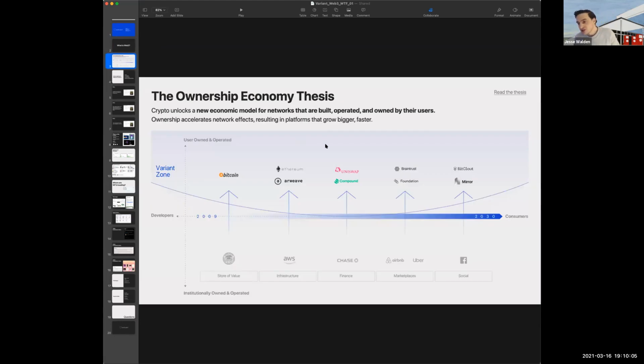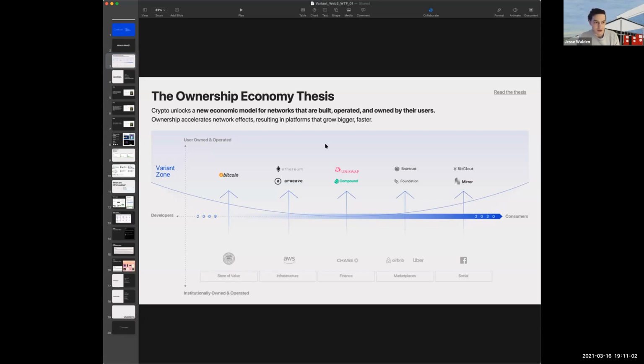And so the ownership economy thesis is that crypto networks have unlocked a new economic model for networks that are built, operated, and owned by their users. And I think this is a lens through which you can look at the success of Bitcoin and Ethereum and other emerging networks that have grown really, really quickly. Bitcoin and Ethereum are the first examples of multi-billion-dollar networks where there is no company. There's just a group of independent participants all over the world who collaborated to build the software, run and operate the software, and their incentive for doing so has been an ownership stake in the network itself. And that, of course, is the mining rewards for Bitcoin and Ethereum miners that operate those respective networks.